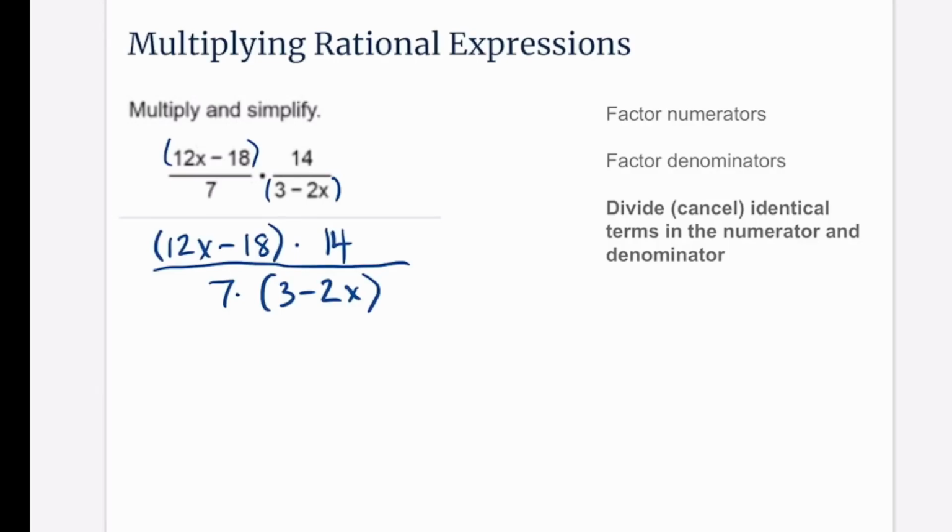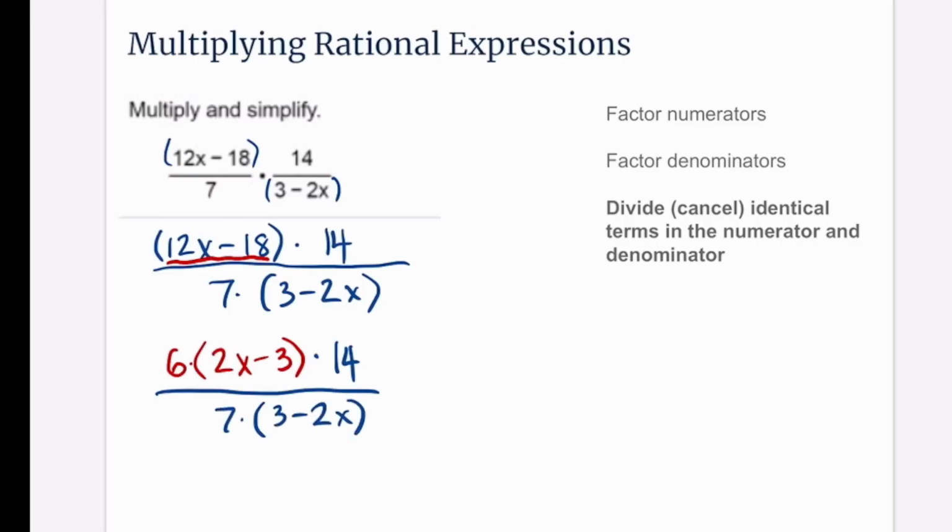So what we're going to do, because these are binomials, we want to look to factor. We can factor out this binomial in our numerator, the 12x minus 18. We could take out a 6. And if we factor 6 out, we're left with 2x minus 3. We still have the 14, we still have the 7, and the 3 minus 2x in the denominator, we actually can't simplify. There's nothing that comes out of there.